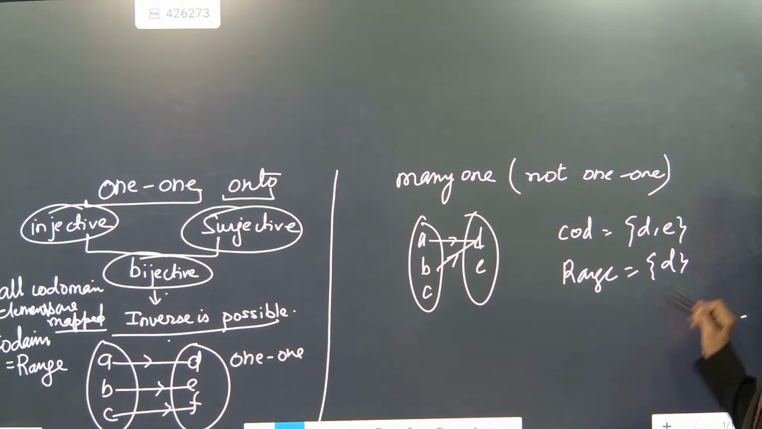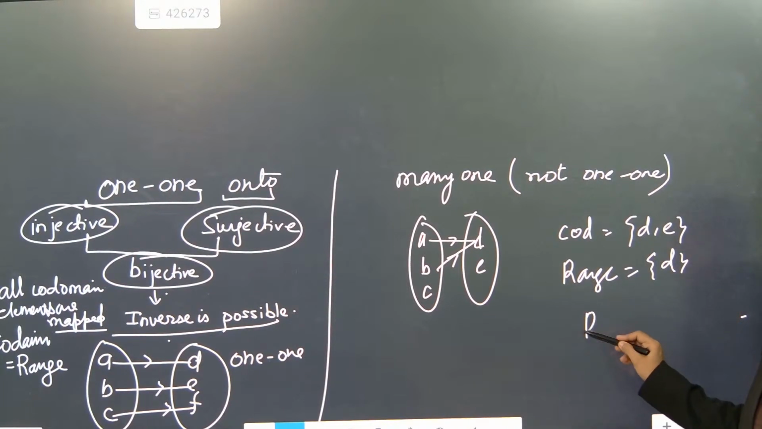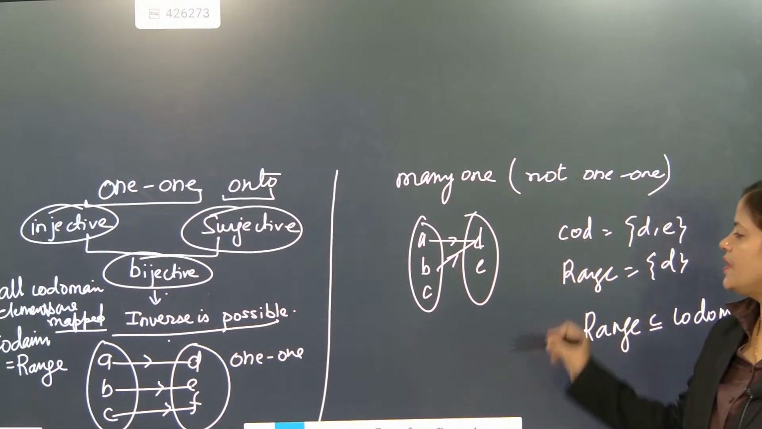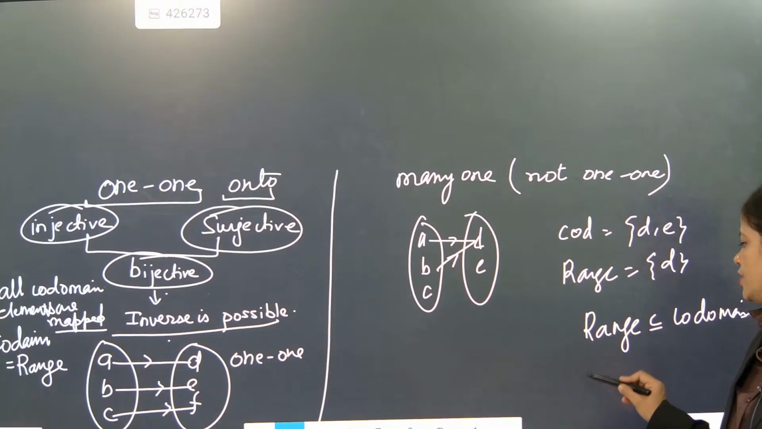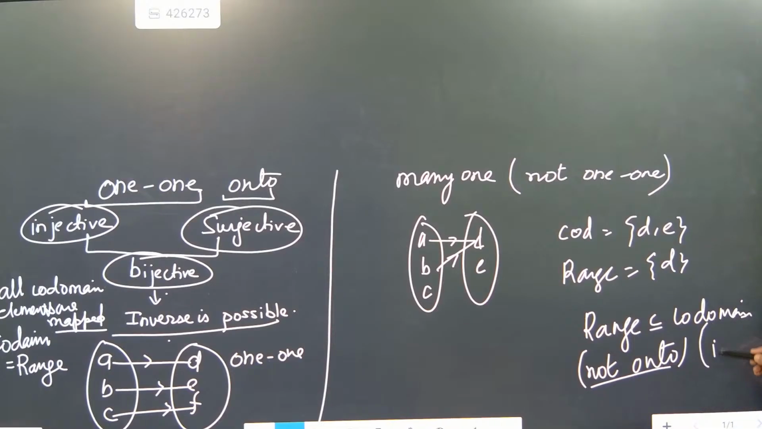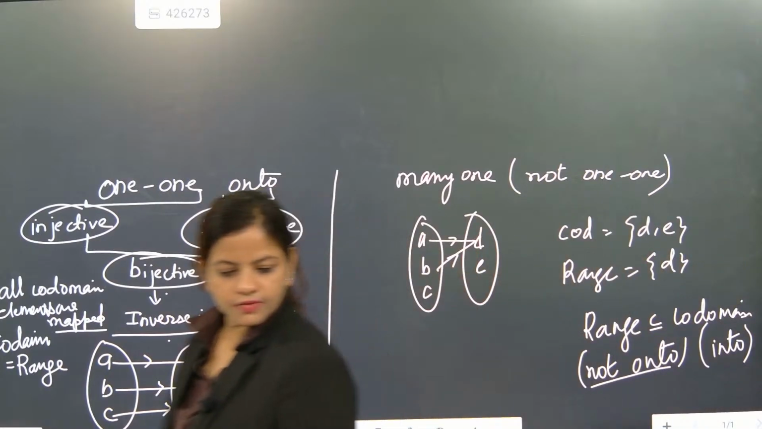Only D. So range is a subset of codomain, then it will not be onto. So it is not onto. And when it is not onto, it is called into. I hope you might have understood.